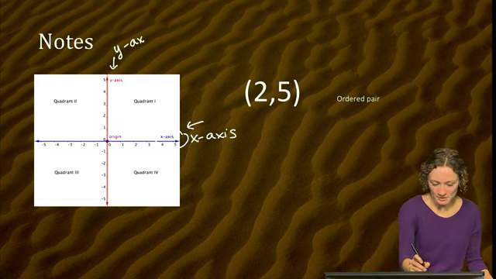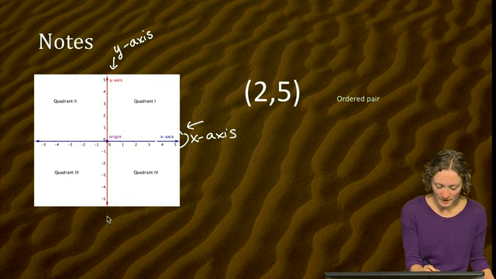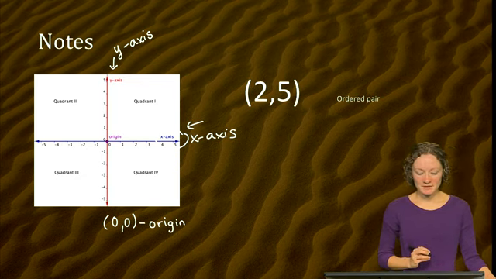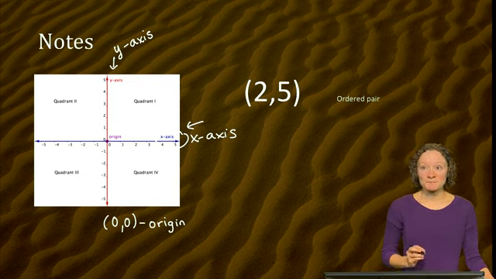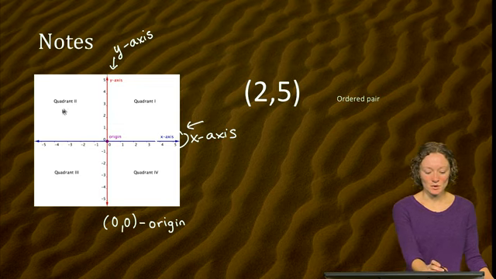Where those things intersect in the middle is the origin. As an ordered pair, the origin is 0, 0. It means no x movement and no y movement have happened. You're at this location. And then the quadrants are labeled. Quadrant 1 up here on the top right, quadrant 2, top left, quadrant 3, bottom left, and quadrant 4, bottom right.